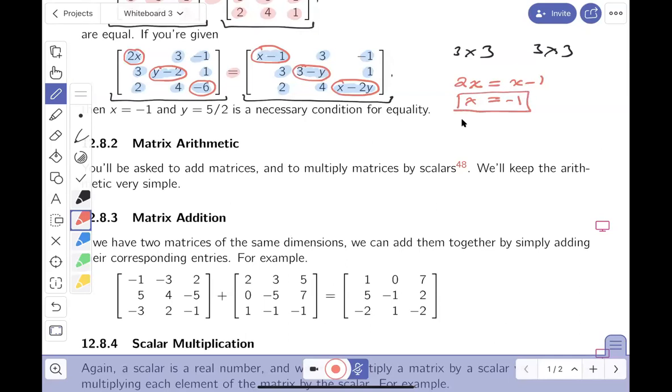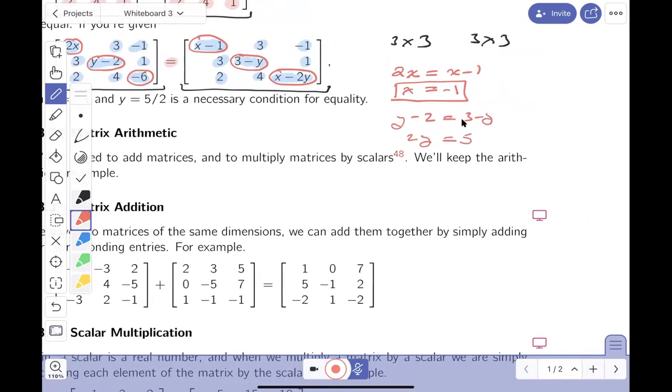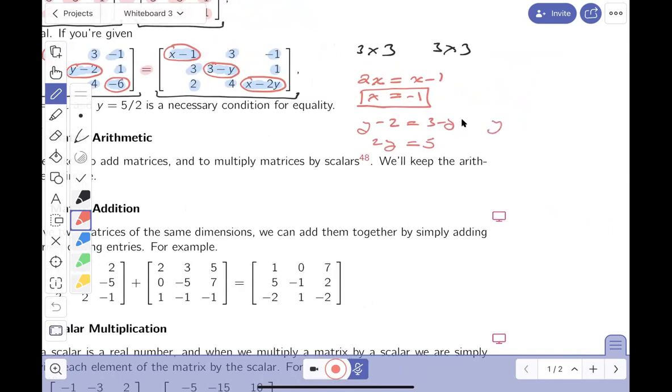All right, let me go to the next one. What do I see? I see y minus 2, and that should equal 3 minus y. I should be able to solve that as well. I would add y to both sides. That would give me 2y. And I would add 5 to both sides. I'm sorry, add 2 to both sides. I'm sorry, I think it's 5. Now, that looks pretty reasonable too. y would have to equal 5 halves.